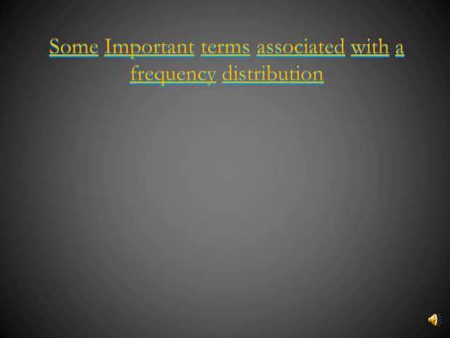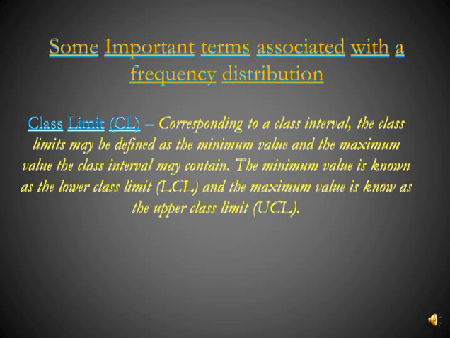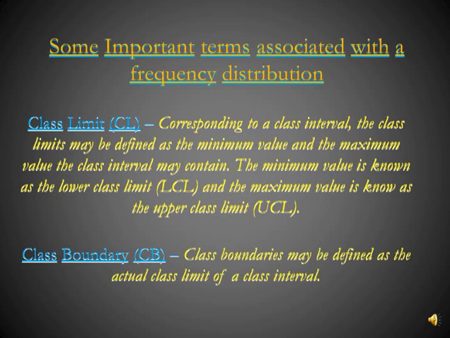Now we will discuss some important terms associated with the frequency distribution. Our first term is class limit. What is it? Corresponding to a class interval, the class limits may be defined as the minimum value and the maximum value the class interval may contain. The minimum value is known as the lower class limit and the maximum value is known as the upper class limit. For the frequency distribution of weights of BBA students, the lower class limit and upper class limit of the first class interval were 44 kgs and 48 kgs respectively.